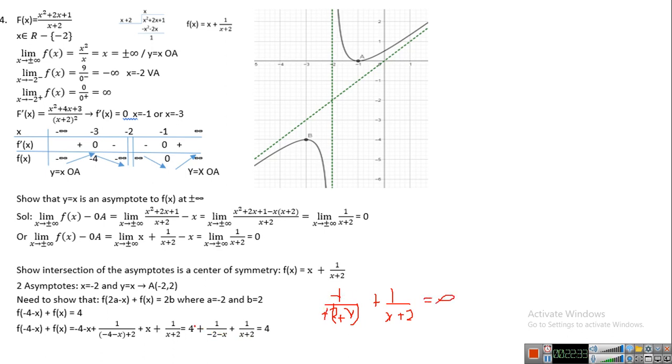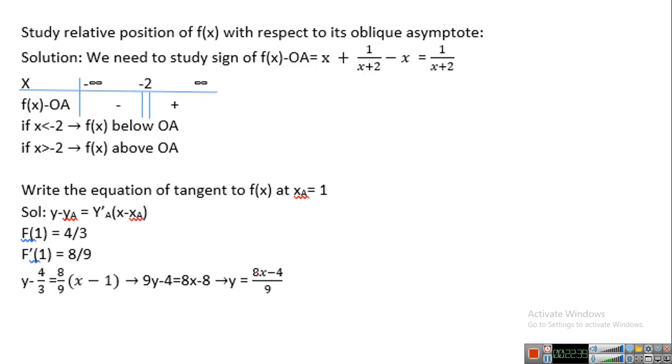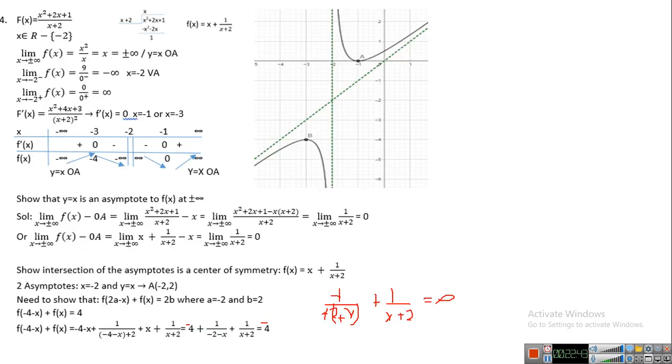So I'm left with this number, which is minus 4 equal minus 4. So we have proved the relative position that I talked about. To study relative position between f of x and its oblique asymptote, I want to find the sign of f of x minus oblique asymptote. That's why, always when you have a rational function where the degree above is bigger, it is better to write it in that form.